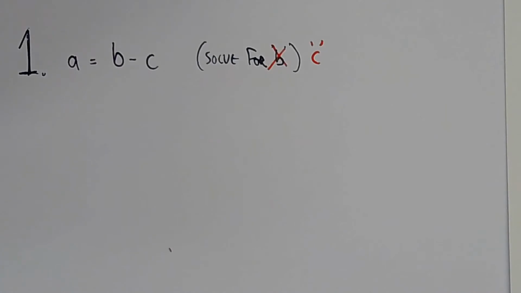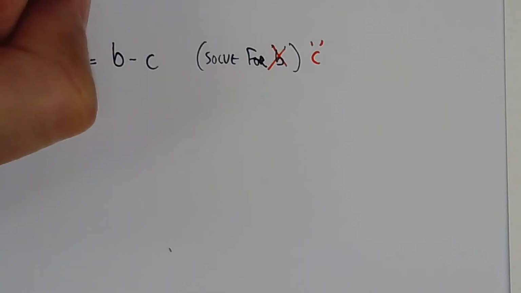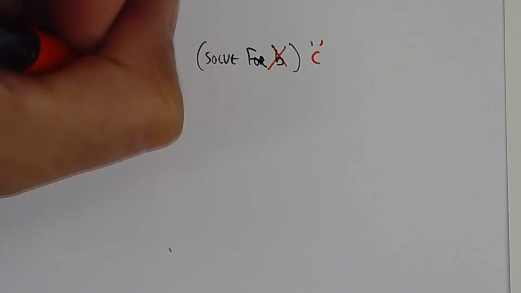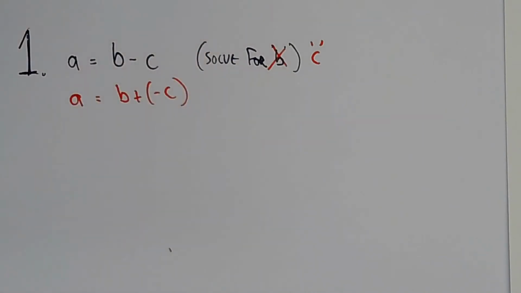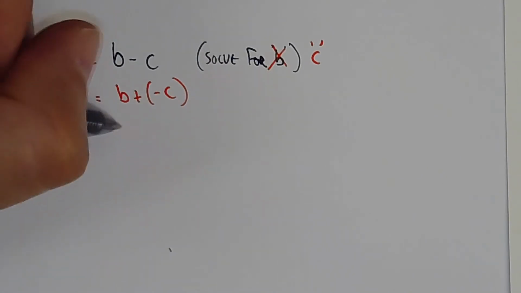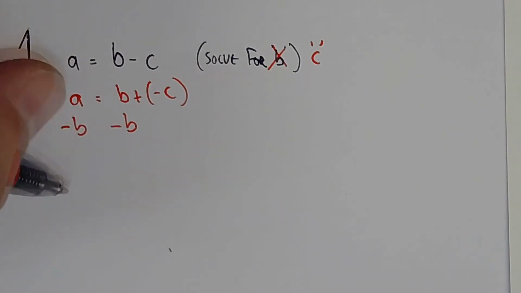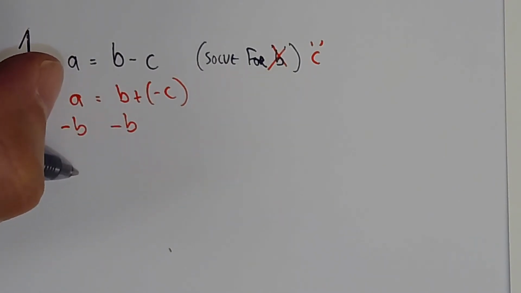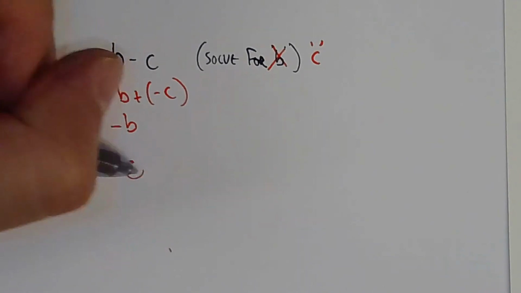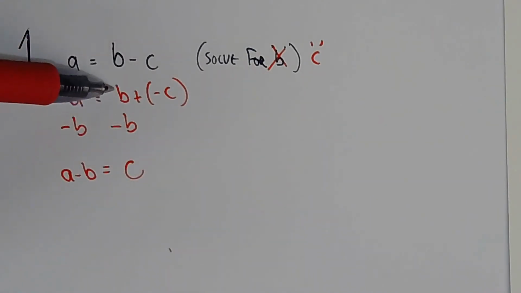So effectively, when we're looking at this, we can think of it as A equals B plus a negative C. So when we solve this out, we can subtract B from both sides, and we have A minus B equals C. All right, so we got B away from this side, drop C down, and there we go.